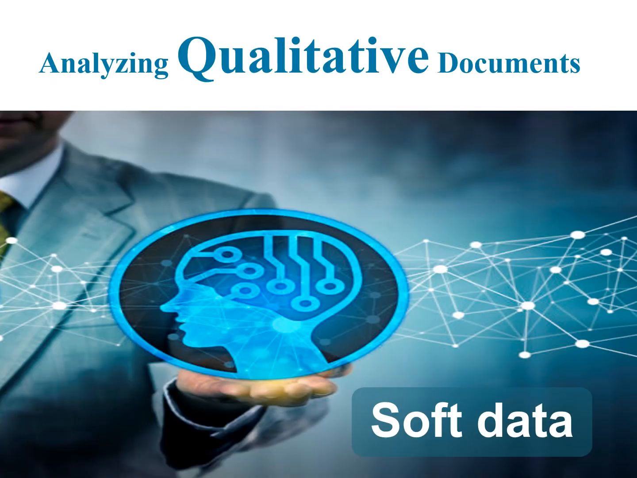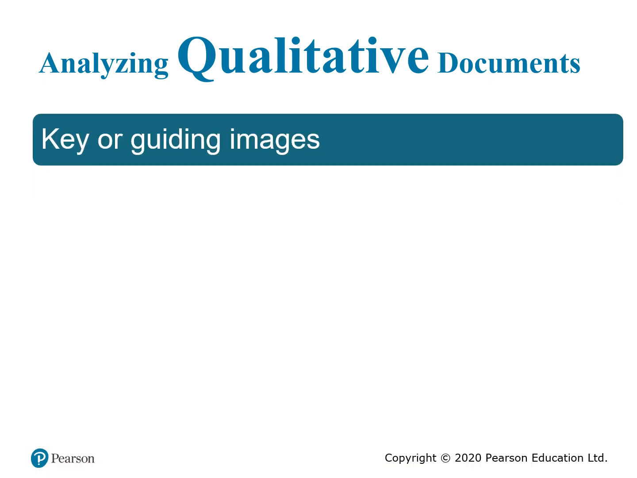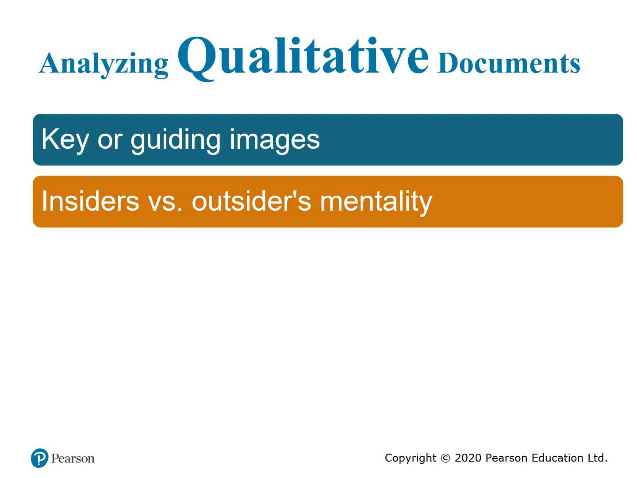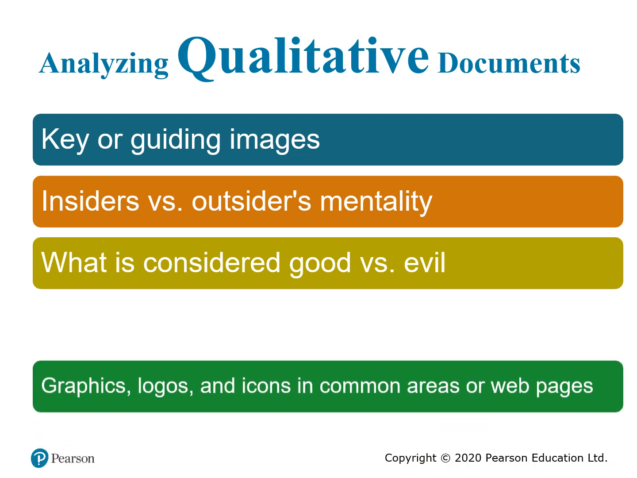On the other hand are the qualitative documents, which include emails, messages, memos, minutes of meetings of the board of directors, and in the work areas, web pages, procedures, manuals, policies, handbooks, and so on. In this kind of qualitative documents you can find the key or the guideline images of the company. Also, you can get the mentality of insiders and outsiders. You can find that as a system analyst. Also, what the organization culture considers good and bad or evil.